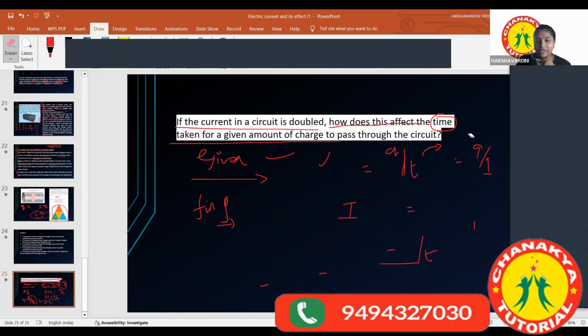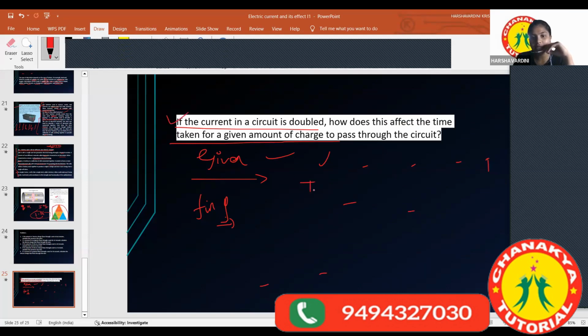I know you will get confused. Wait. The substitutions will come from the first step. So first, the given is I is equal to Q by T. We know this formula very well. Now they are telling the current is doubled. So the first step you all got correct: 2 into I. I'm doubling the current. Okay, 2I equals Q by T.